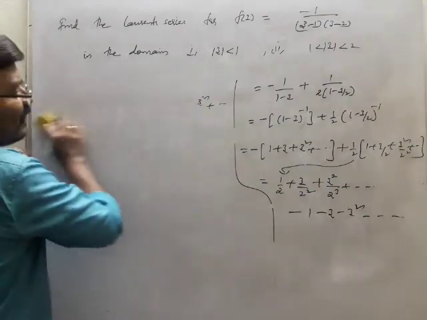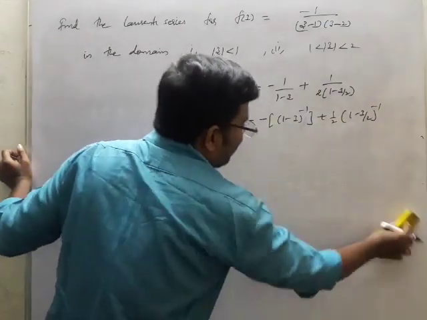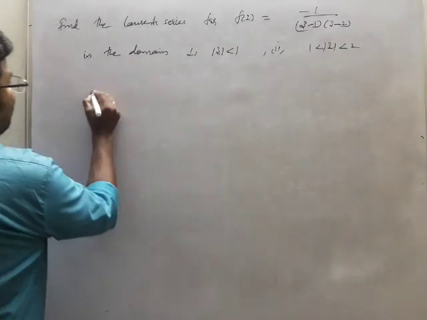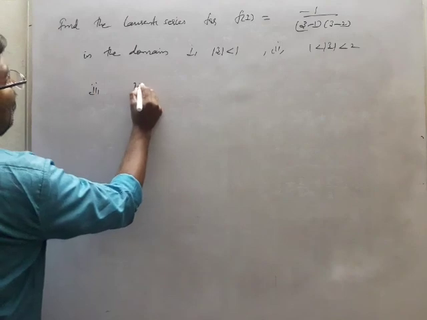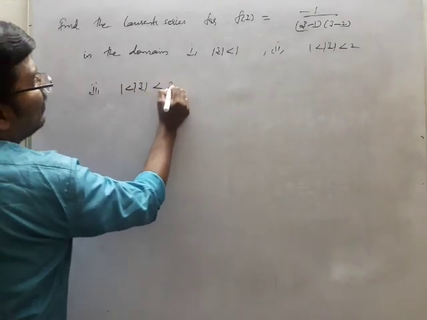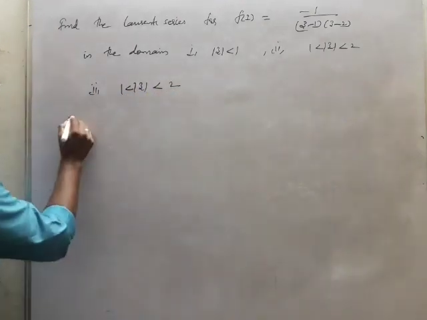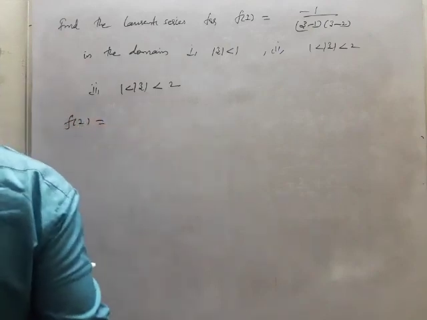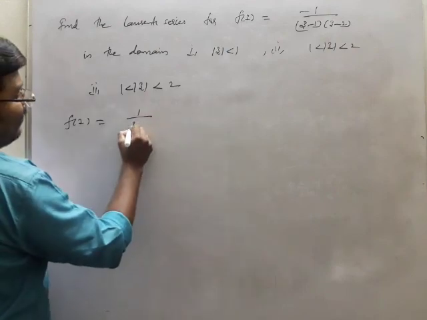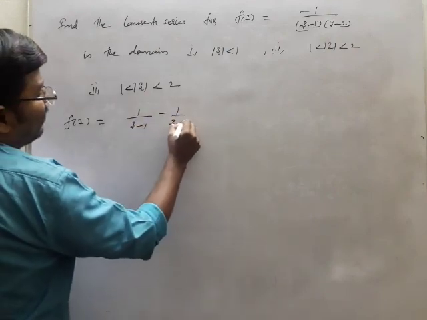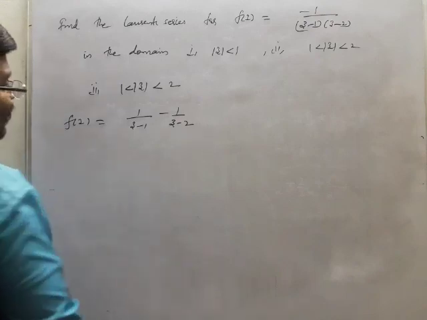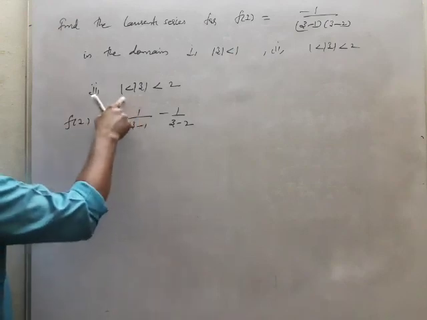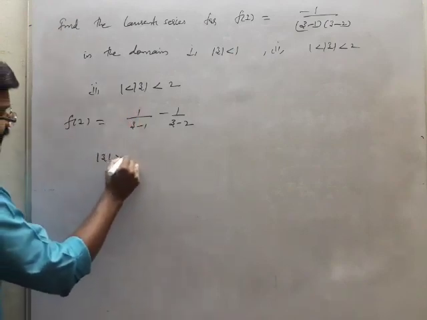Now we'll try to go for the second one. Second one is mod z greater than 1 and less than 2. Okay, so the condition is f of z, we have the same function, which we have just now got as 1 by z minus 1 minus 1 by z minus 2 after doing the partial fractions. Now we'll try to take this condition first. So mod z is greater than 1.